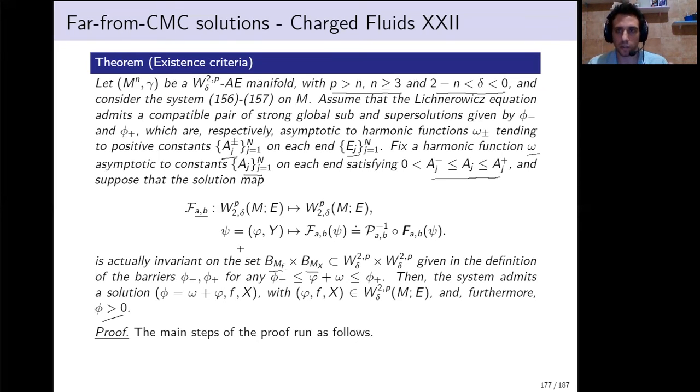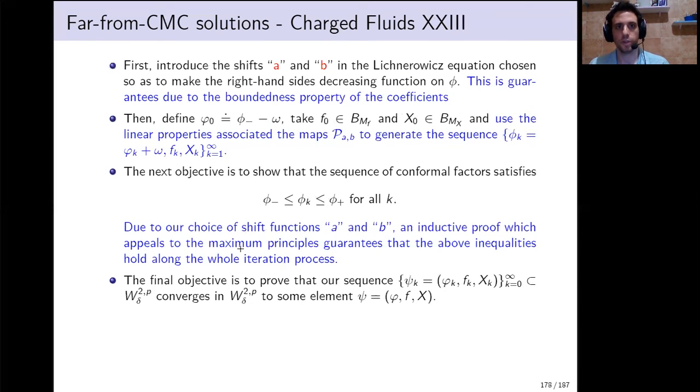The proof is quite long, but the main steps are quite similar to things that we have been doing during our course. The idea is first to introduce our shifts A and B in the Lichnerowicz equation, so that the right-hand side defines a decreasing function of the conformal factor. We had some similar ideas when we were dealing with just the Lichnerowicz equation. In this case, where the coefficients can introduce coupling, the fact that we can choose these functions A and B is guaranteed due to the boundedness property. Then the idea is to start our iteration procedure.